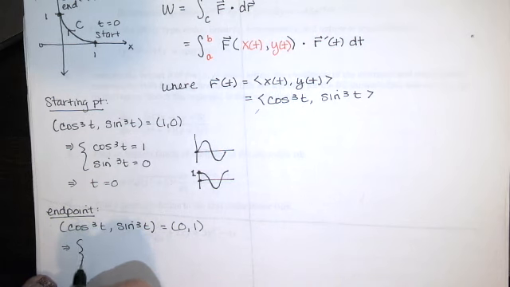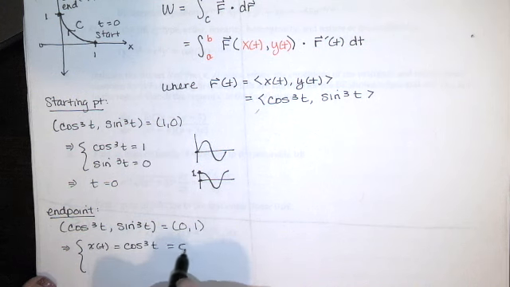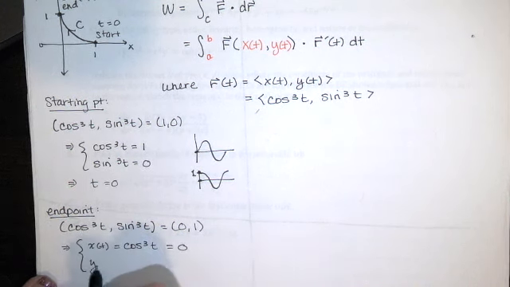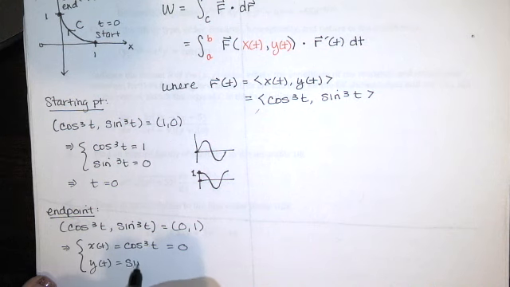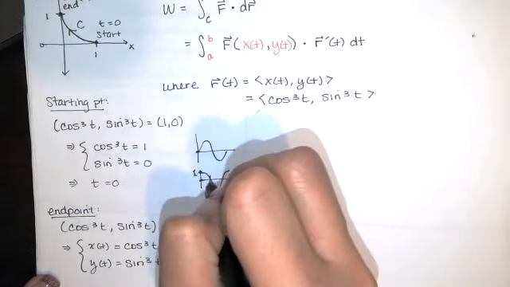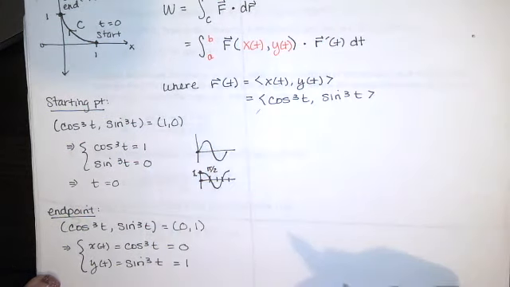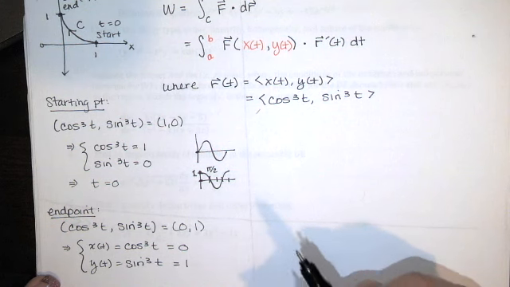And again, that leads to the system of equations, x of t, which is cosine cubed t. I want a t value where that is 0. And y of t is sine cubed t. And I want a t value where that is 1. And I think we can see that the next time that cosine would be 0 is right here. This graph is not to scale, but that occurs at t equals pi over 2.